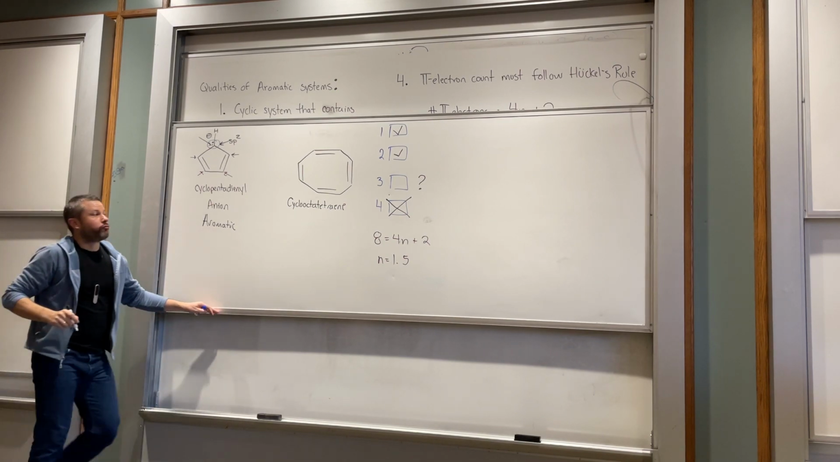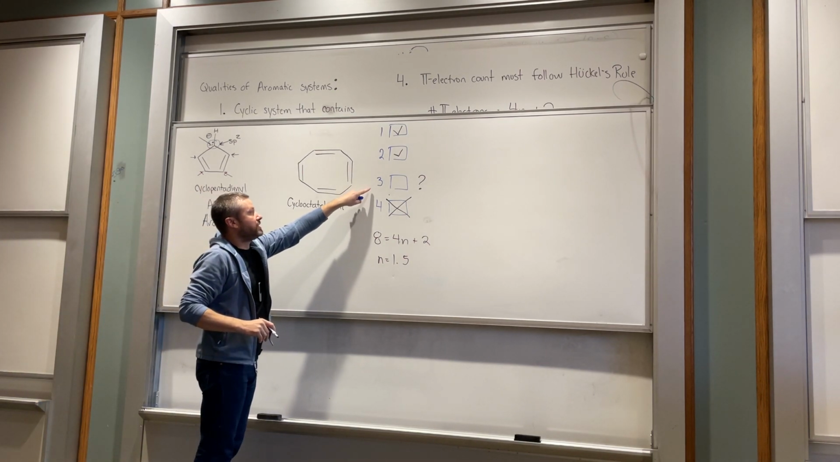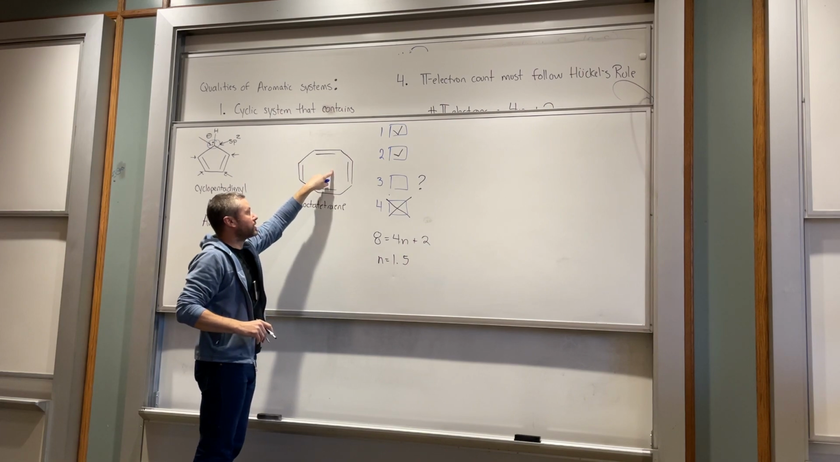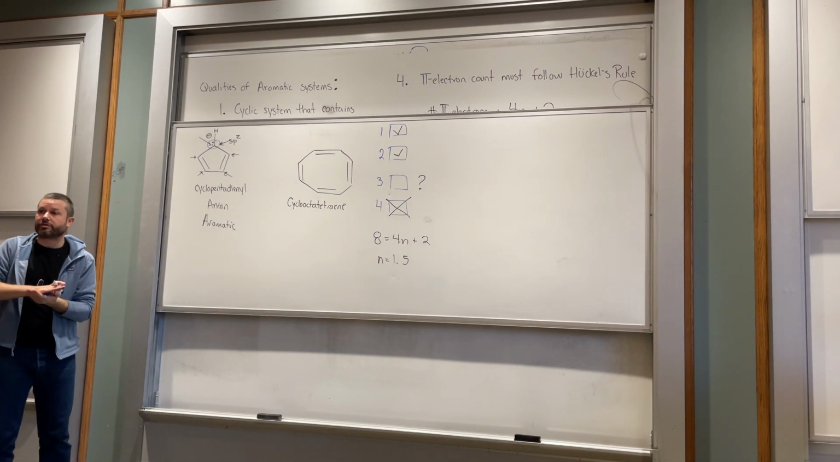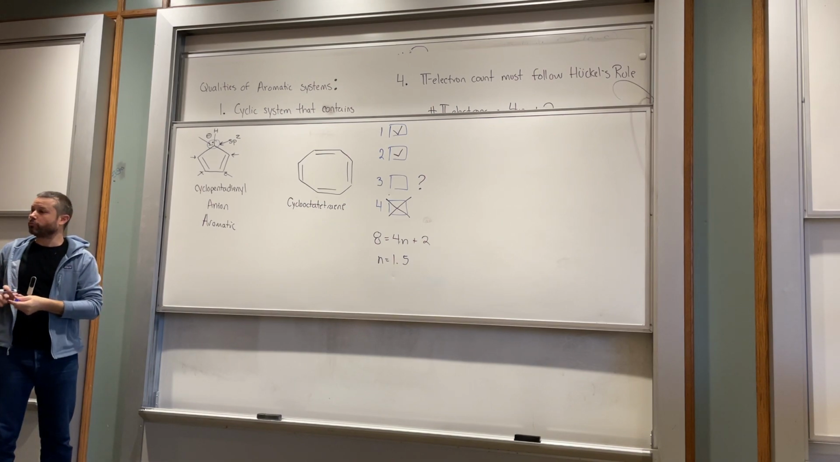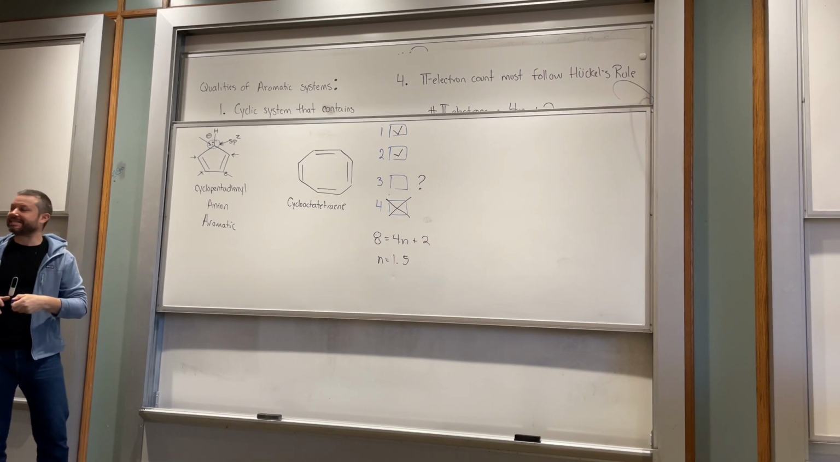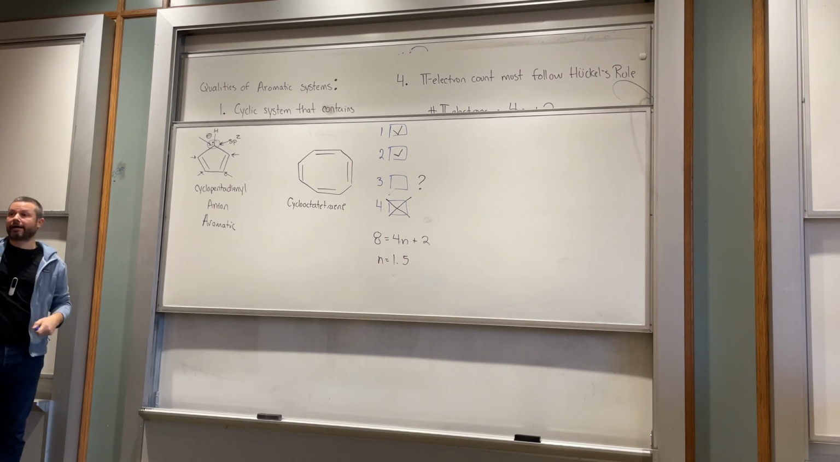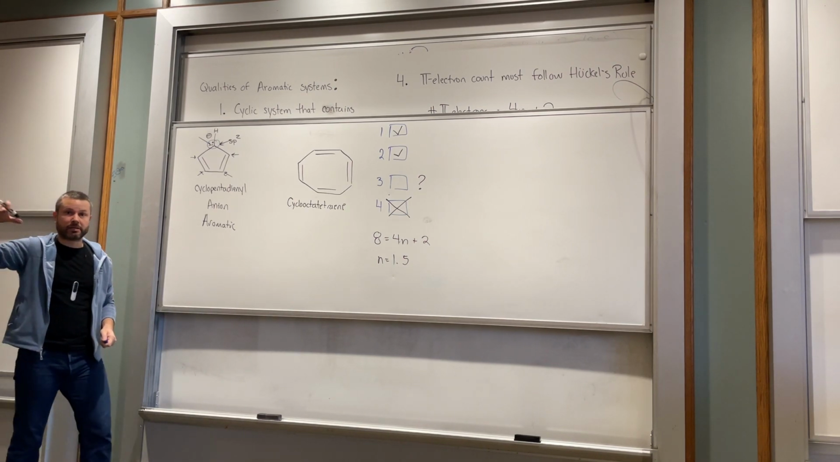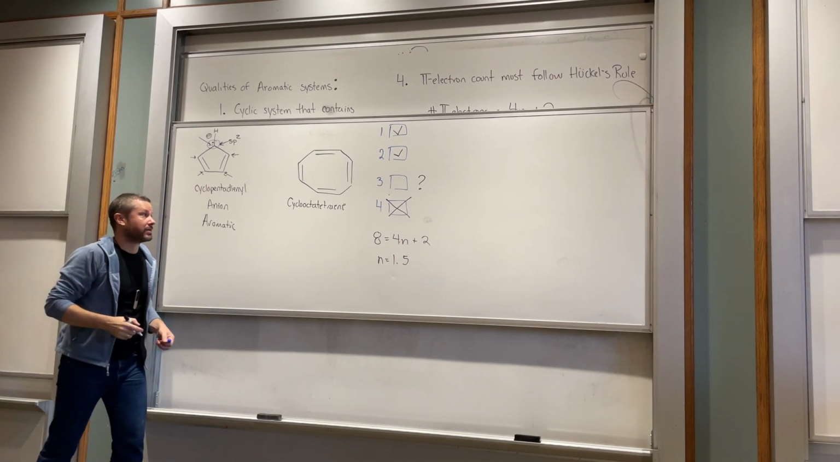Okay, if we say that cyclooctatetraene is completely planar, right? All 8 of those carbons are in the same plane. This system would be anti-aromatic. Anti-aromaticity is a really high energy state, right? It's higher than a non-aromatic system, right? It's very bad, very reactive.